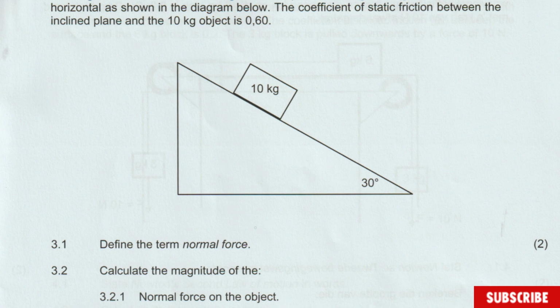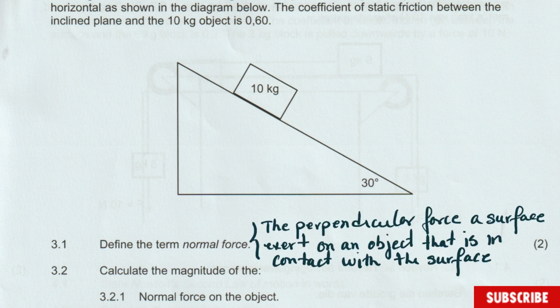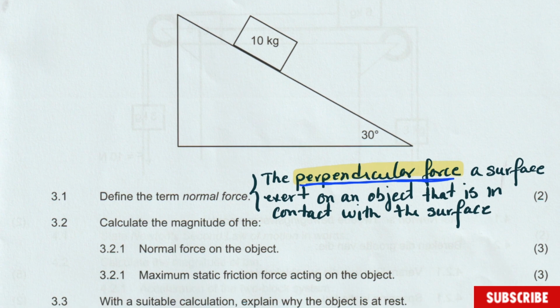It's just a definition and we are going to start with that one real fast. So what is normal force? It's the perpendicular force a surface exerts on an object that is in contact with the surface. I mark here the word perpendicular because you need to know that the normal force is always going to be perpendicular to the surface. Question 3.2: calculate the magnitude of the normal force on the object.